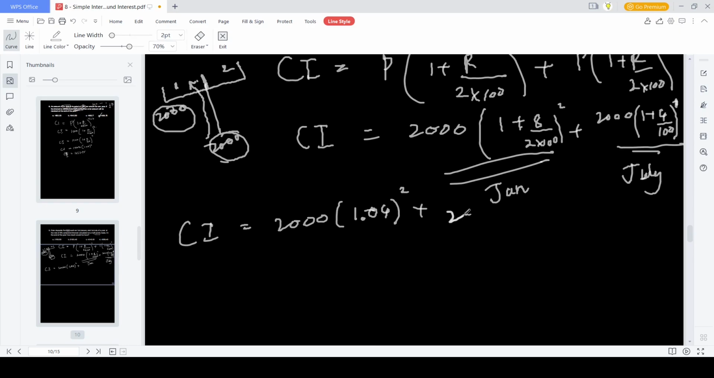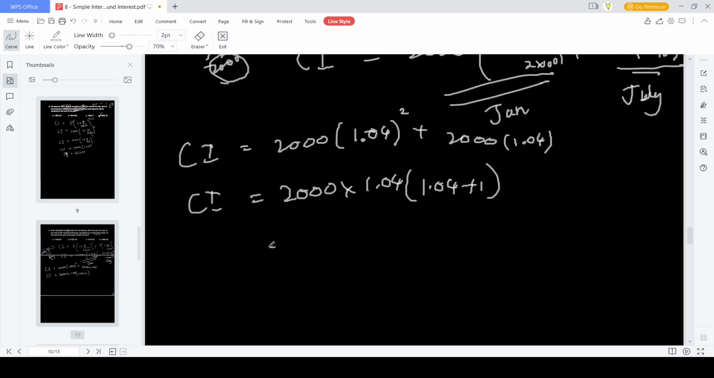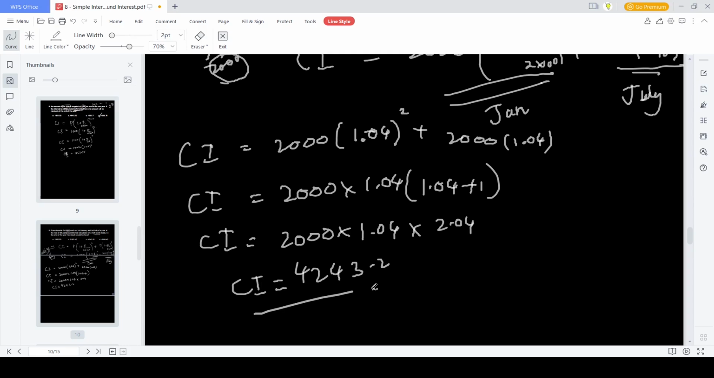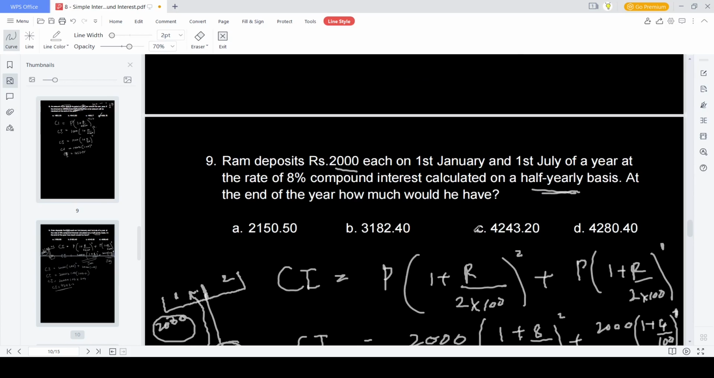So compound interest is equal to 2000 into 1.04 square plus 2000 into 1.04. I can take 2000 into 1.04 common. I'll get 1.04 plus 1. So compound interest is equal to 2000 into 1.04 into 2.04. This comes as 1.04 into 2.04 into 2000, that is 4243.2. So that is the compound interest.